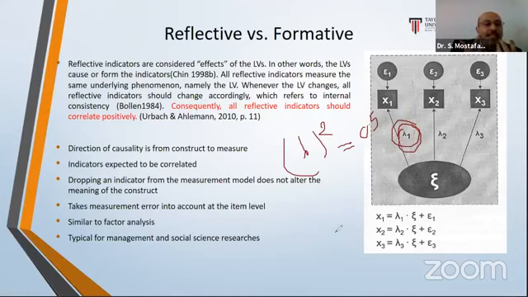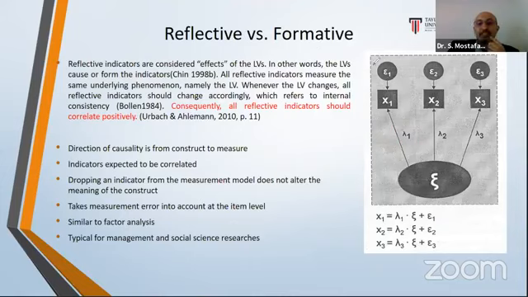So we say x1, or each item in a reflective construct, should explain at least 50% of the variance of the construct. For example, if you have three items to measure satisfaction, each item should represent 50% of the meaning of satisfaction. So this is the way that we represent and explain a reflective construct.